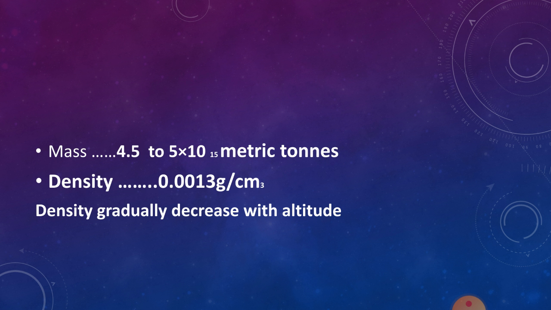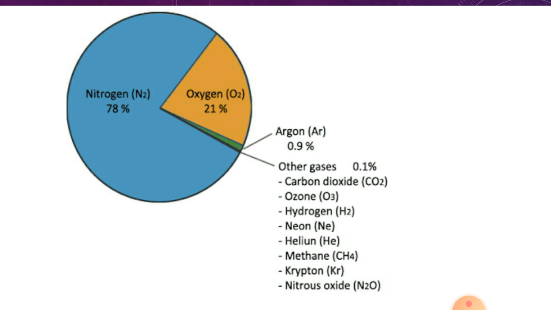The mass of the atmosphere is about 4.5 to 5 times 10 raised to the power 15 metric tons. Its density is about 0.0013 grams per centimeter cube, and density gradually decreases with altitude. Already we have discussed this thing.